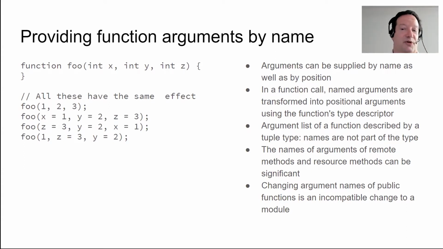One of the reasons we did this is so we have a uniform model for regular object methods and both remote methods and resource methods of service objects and client objects, because for those kinds of methods, names are often significant. Like when you're calling GraphQL, for example, names are significant, or HTTP query parameters, names again are significant.